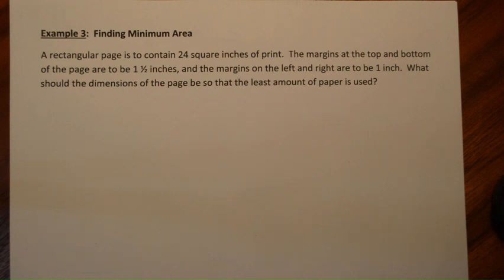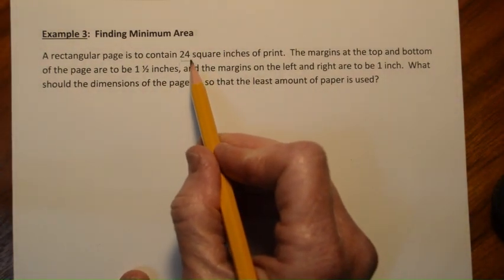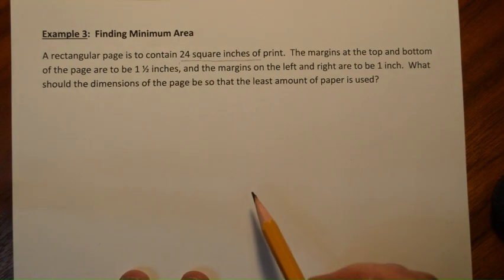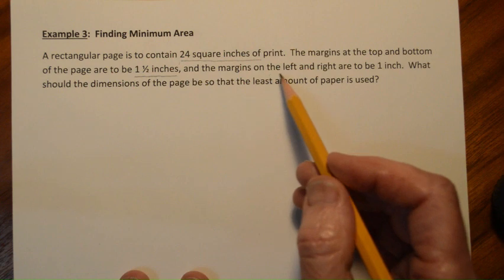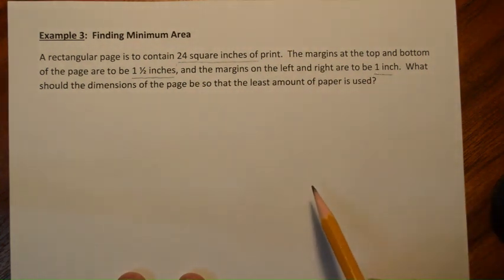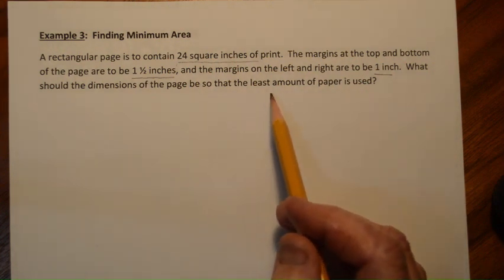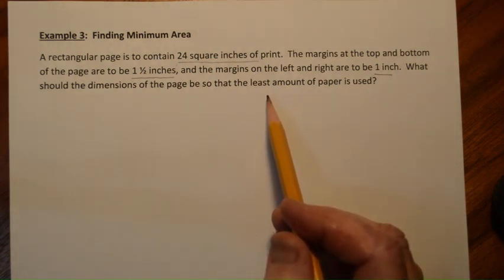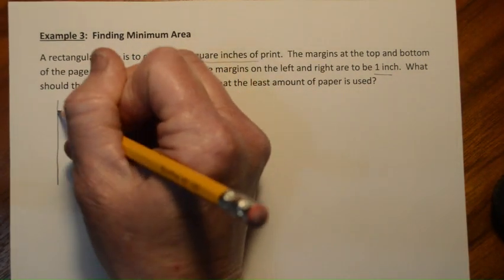So if you remember when we were talking about these the other day, we said that we would identify all given quantities and the quantities that are to be determined. So some of the quantities that we know are that it's got to have 24 square inches of print. We know that the top and bottom margins have to be 1.5 inches and the left and right margins have to be 1 inch. And then we are asked to find what are the dimensions so that the least amount of paper is used. All right, so first, after that, we said, well, let's draw a picture and see if we can figure out what's going on.